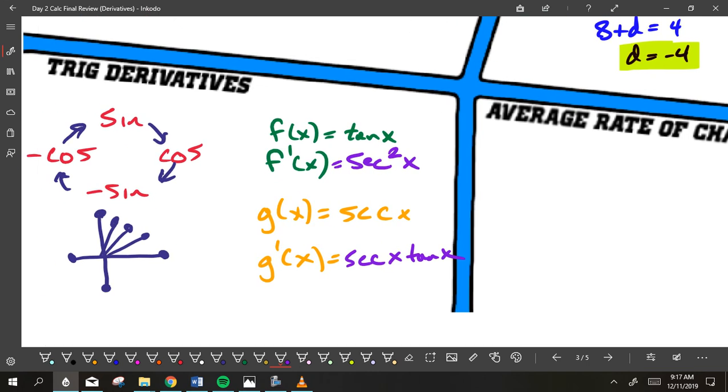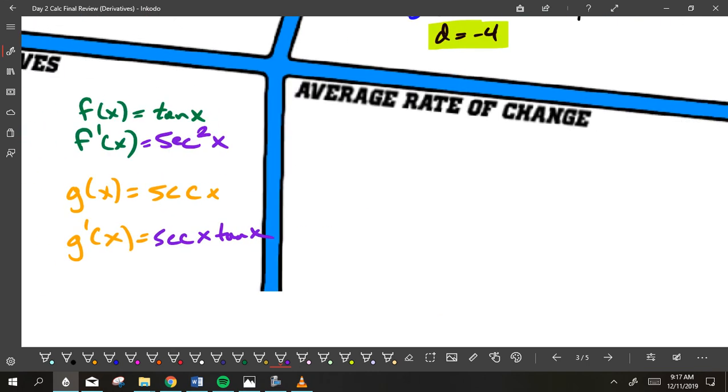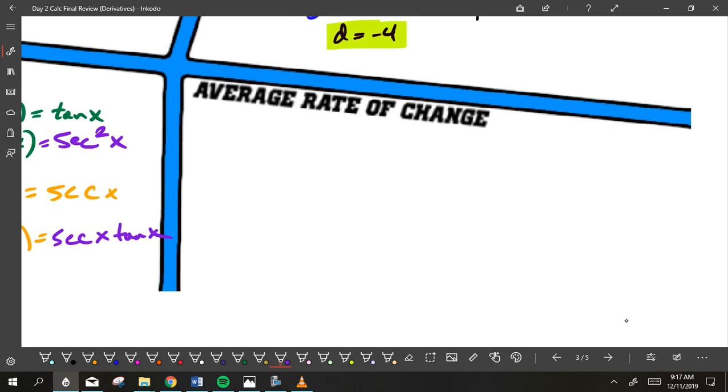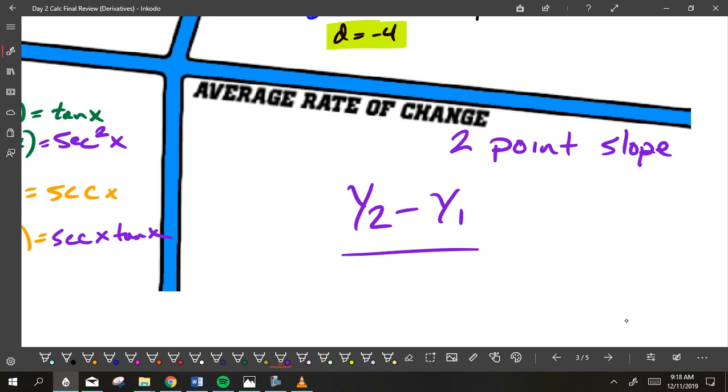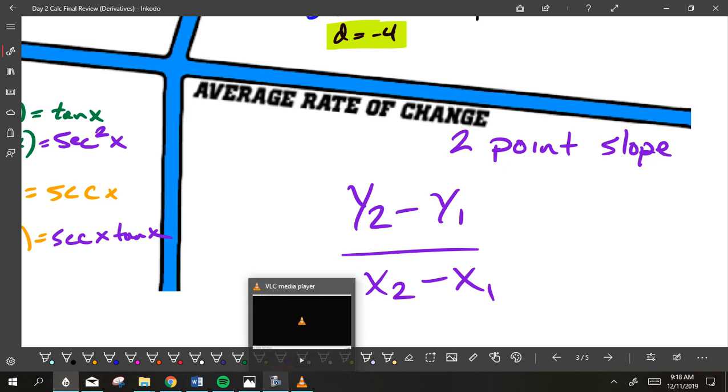Last category is the easiest one. Average rate of change. What does average rate of change mean? Slope. More specifically, what kind of slope? A 2-point slope. We just had this on our last test and we forgot it, but it is 2-point slope, like y sub 2 minus y sub 1 over x sub 2 minus x sub 1. That is what average rate of change means. You find the slope between 2 points.